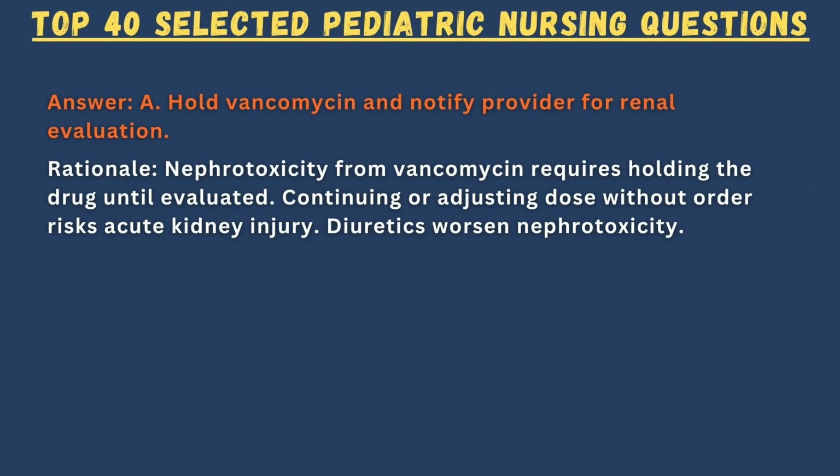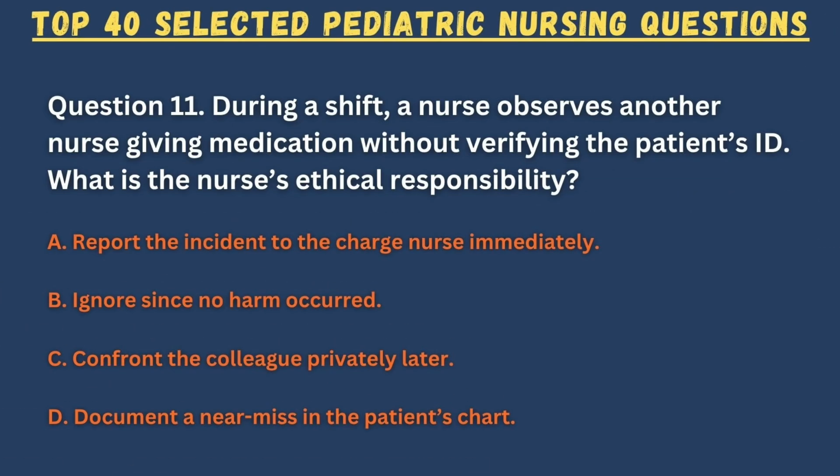Answer. A. Hold vancomycin and notify provider for renal evaluation. Rationale. Nephrotoxicity from vancomycin requires holding the drug until evaluated. Continuing or adjusting dose without order risks acute kidney injury. Diuretics worsen nephrotoxicity.